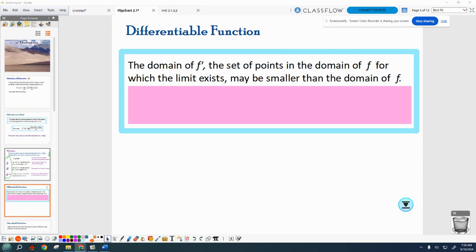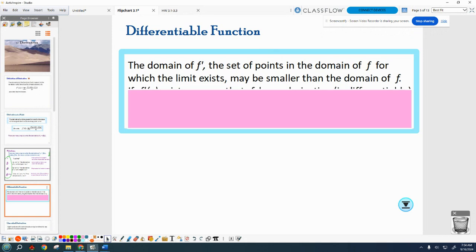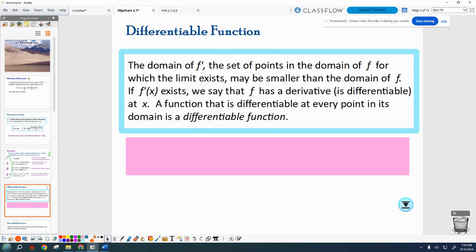This is just saying the domain of the derivative is either the same as the function or it might be a little smaller. That's all. If we say f prime exists, that means the original function had a slope, or was differentiable, at that spot. And if they say the function is differentiable, it means it works for all of the values in its domain.